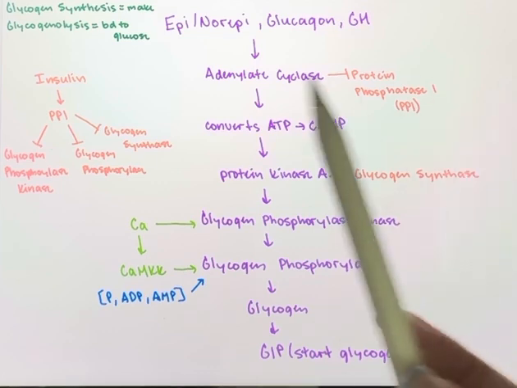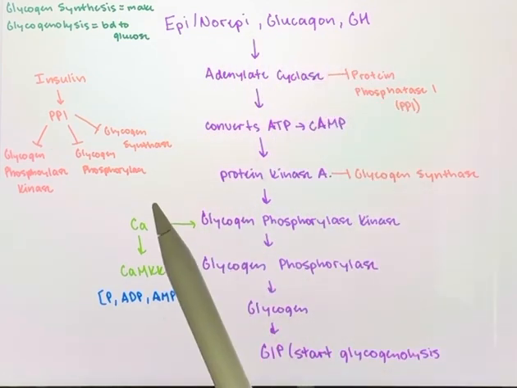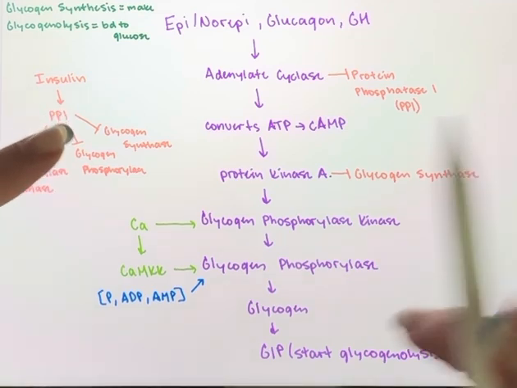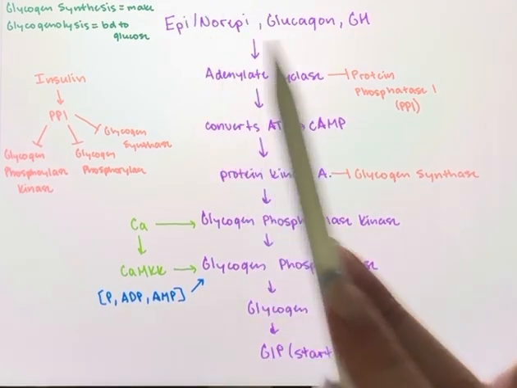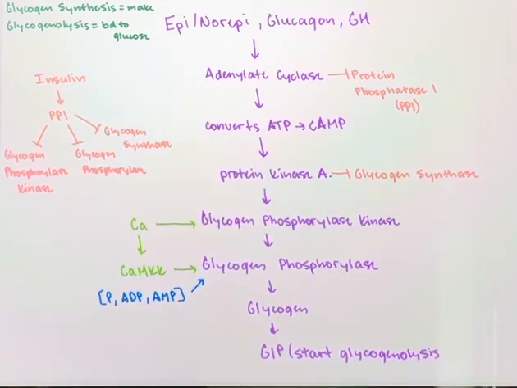Glycogenolysis is regulated by hormones such as epinephrine, norepinephrine, glucagon, growth hormone, calcium, and the concentration of phosphate, ADP, and AMP, while glycogen synthesis is regulated by insulin, which is the opposite hormone to these. When these hormones are released, we're wanting to exercise. When insulin's released, we're wanting to store glucose as glycogen.